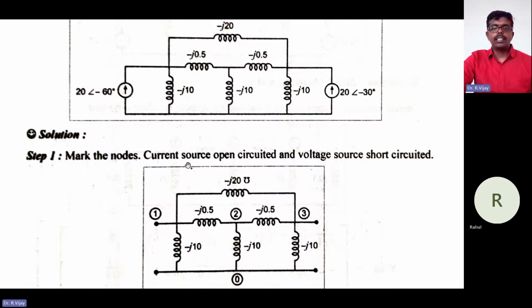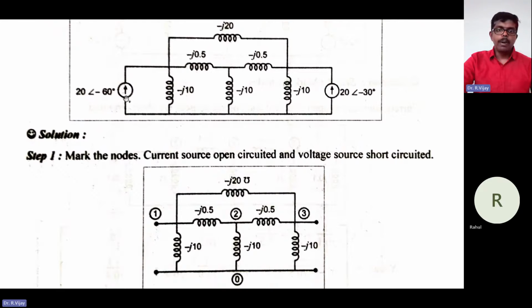So first you need to mark the nodes, and the current source is open circuited and voltage source is short circuited. This you need to remember exactly. Why? Because this is the general thing. Whatever the current source is there, you need to open circuit. Whatever the voltage source is there, you need to short circuit.